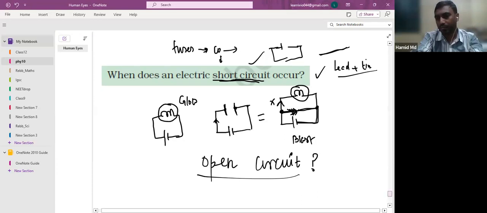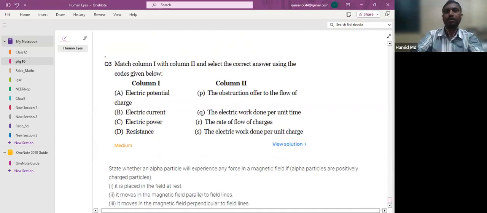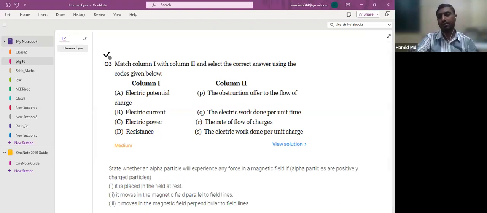So when does a short circuit occur? We already have a question and answer for it. Now you have the surprise question number 3. You send me the answer one by one in inbox. Okay. Write A is equal to P, B is equal to Q, C is equal to R, whatever it is. Everyone, in my chat box.